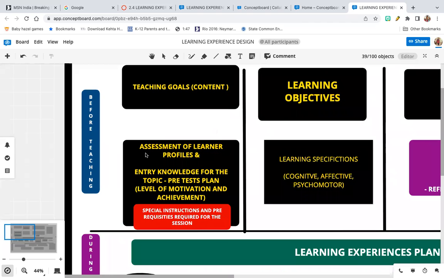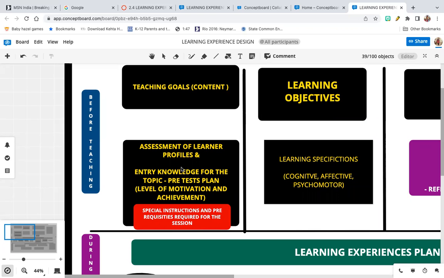You also have to have the knowledge of the learners with you. That is, in your class, what kind of learners do you have? So you need to assess their learner profiles. The learner profile consists of a variety of things. It could consist of factual information. Where do they stay? What was their educational background? What is their parental background? And what are their interests? So these are certain things that would be there in the learner profile.